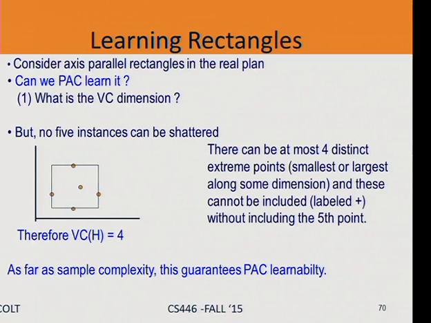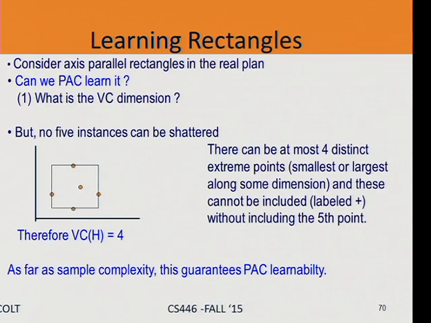So the 5th point is in the middle of this rectangle that was formed by the 4 extremes, and I'm going to make this guy negative and the others positive, and it cannot be shattered. If this 5th one is on the side, I can do the same thing, right? It means that I'm going to have 3 points on the side, and I'm going to choose the middle one to be negative and the rest positive. Okay? So actually a simple argument, and we convinced ourselves that the VC dimension is actually equal to 4.